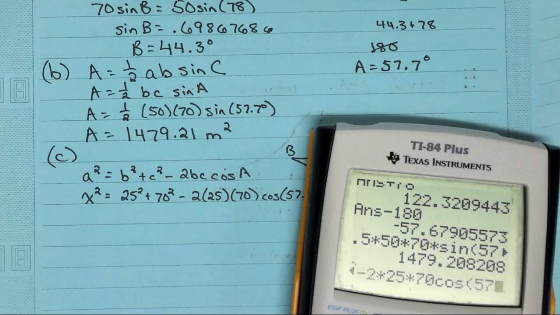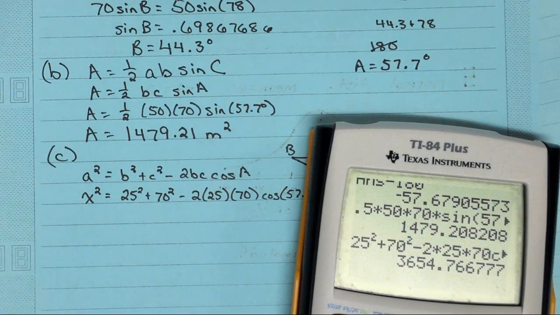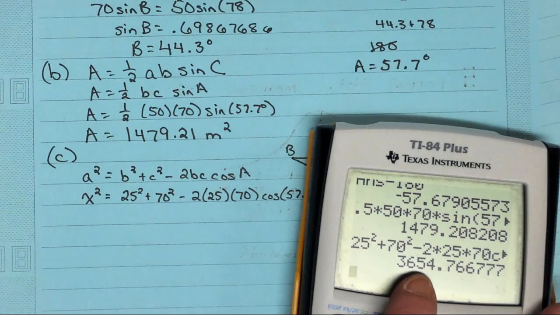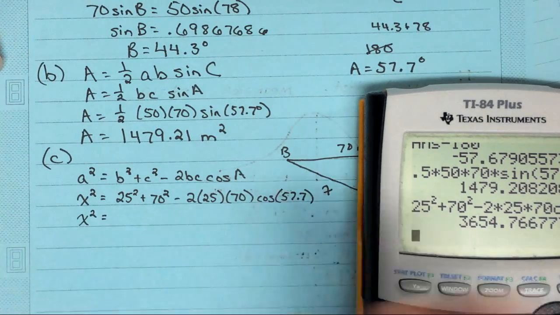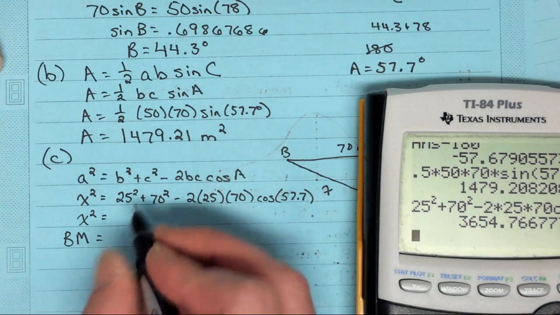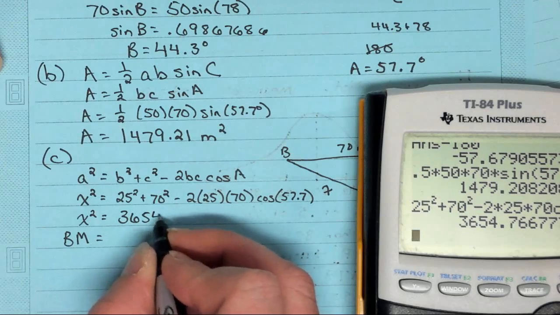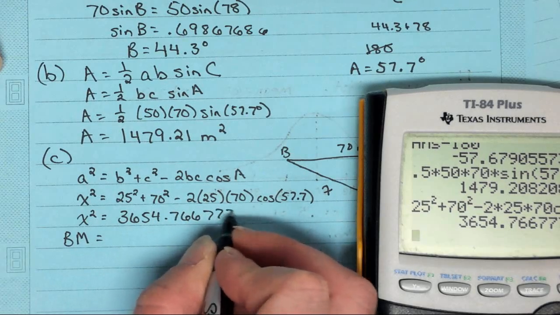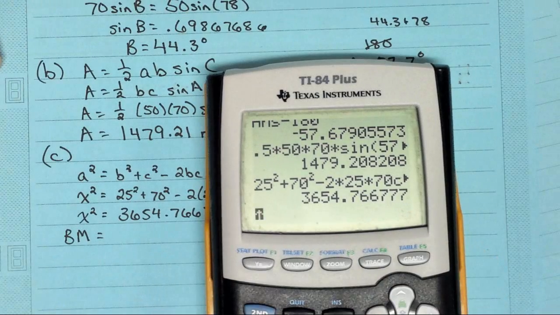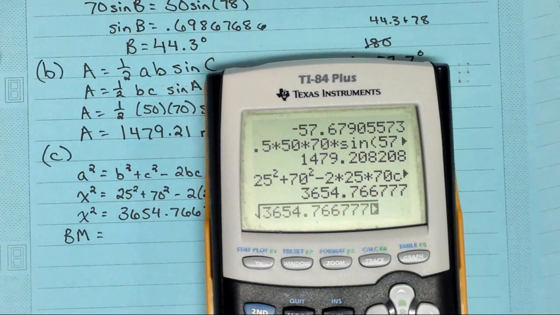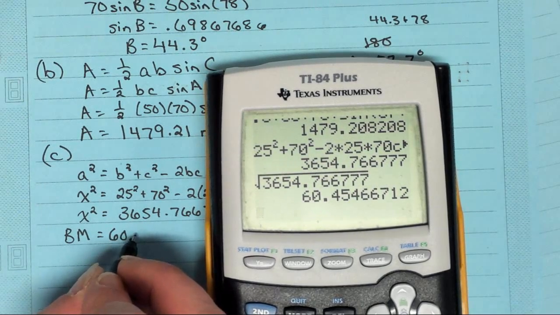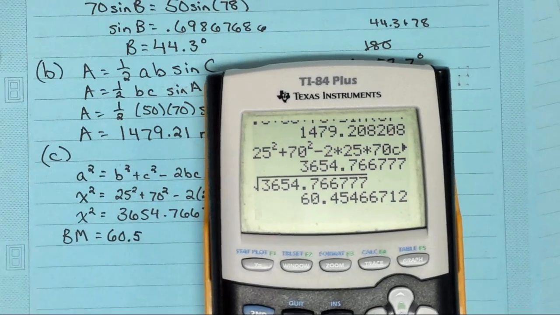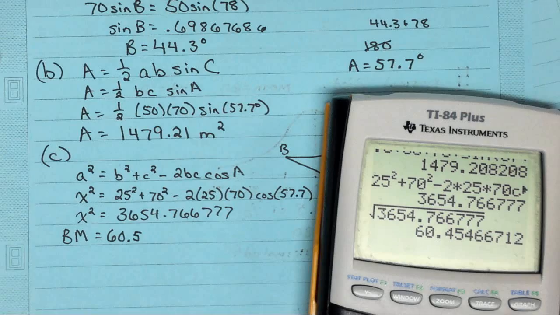Cosine 57.7. Now that gives me x squared, right? Correct. So how would I find the actual length of B to M? Square root of the last answer. And remember, if you've already got this in your calculator, you can grab it, take the square root, and press enter. So 60 point, I could write it all out, or at least go to 60.5 meters.